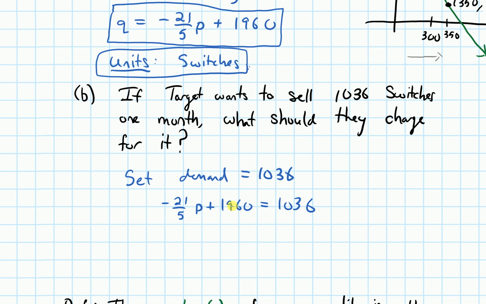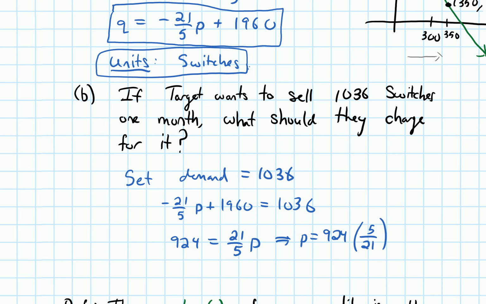If we rearrange this a little bit, if we move the 1,036 to the left, we will get 924. And moving negative 21 over 5 p to the right, we get positive 21 over 5 p. And then I could go ahead and multiply by the reciprocal, and I get p equals 924 times the reciprocal, which is 5 over 21.